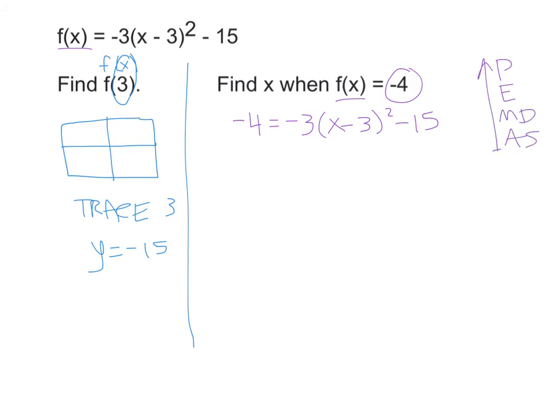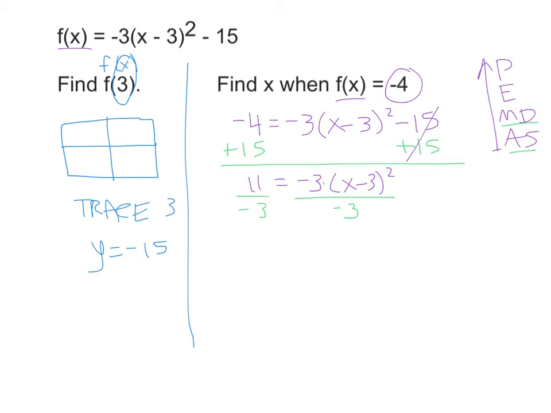We are going to start with addition and subtraction and undo them. So we're going to undo the subtraction of 15 by adding 15 to both sides. We're going to get 11 equals negative 3 times x minus 3 quantity squared, and those cancel. After we do our addition and subtraction, we're going to do our multiplication or division. In this case, we need to divide by the negative 3. Again, there is multiplication in between right here, if you want to think of that as a dot. Therefore, we need to divide by negative 3 on both sides. The negative 3's cancel.